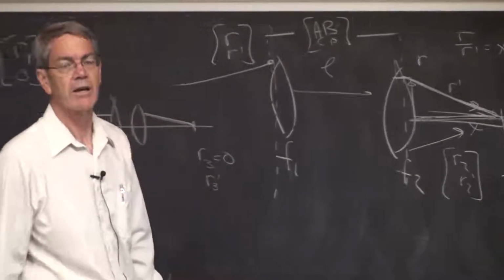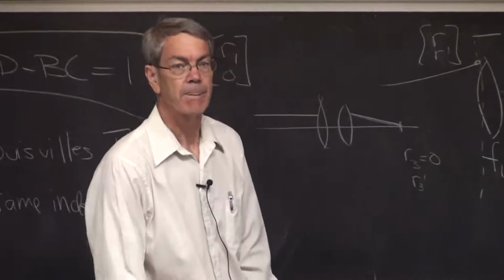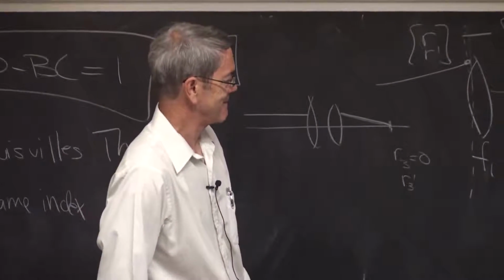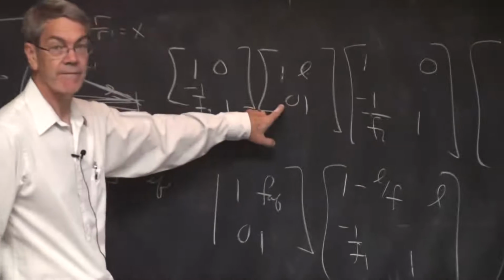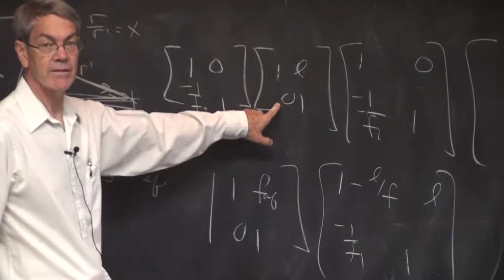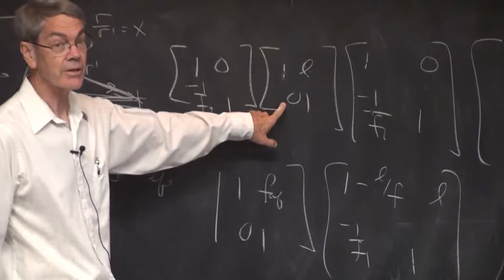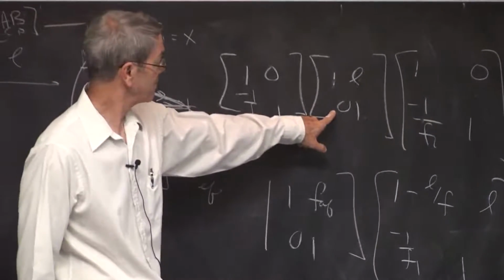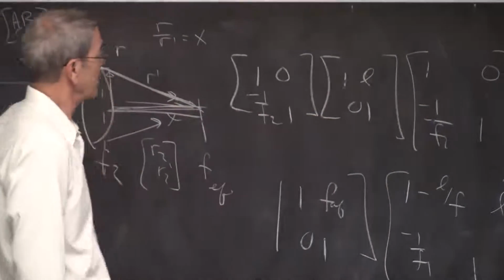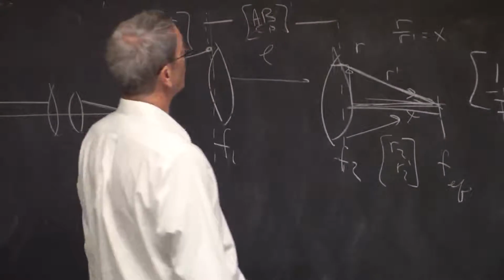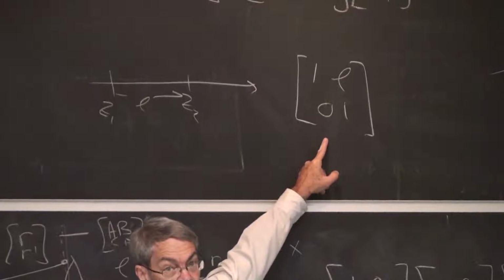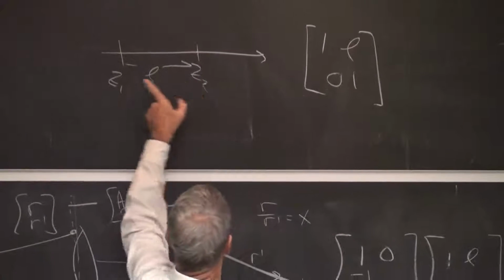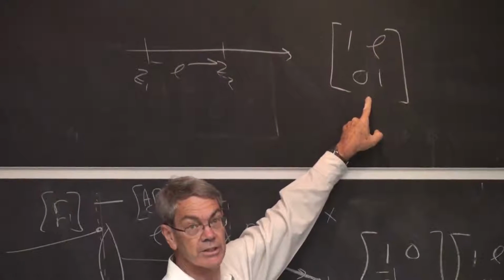Yeah? That center matrix is for the rays traveling through space, right? Why is the B coefficient L and not 0? So you have 1, L, 0, 1. Why is that B not 0? When I propagate, this is the propagation matrix. So I'm traveling a distance z, I get that matrix.